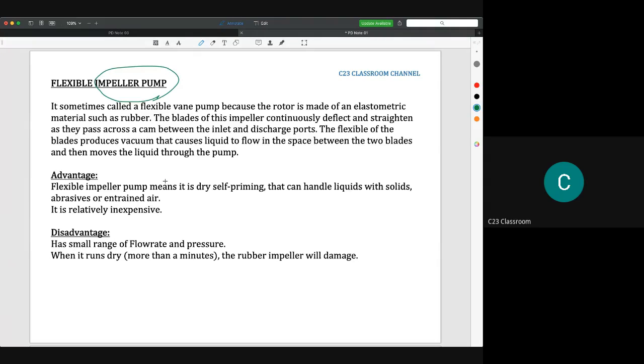So the usage of that impeller is to create a space for liquid to be transferred according to time. So it has advantages, but the disadvantage here is the flow rate is small and it has a problem. We have a wear and tear problem of the impeller.